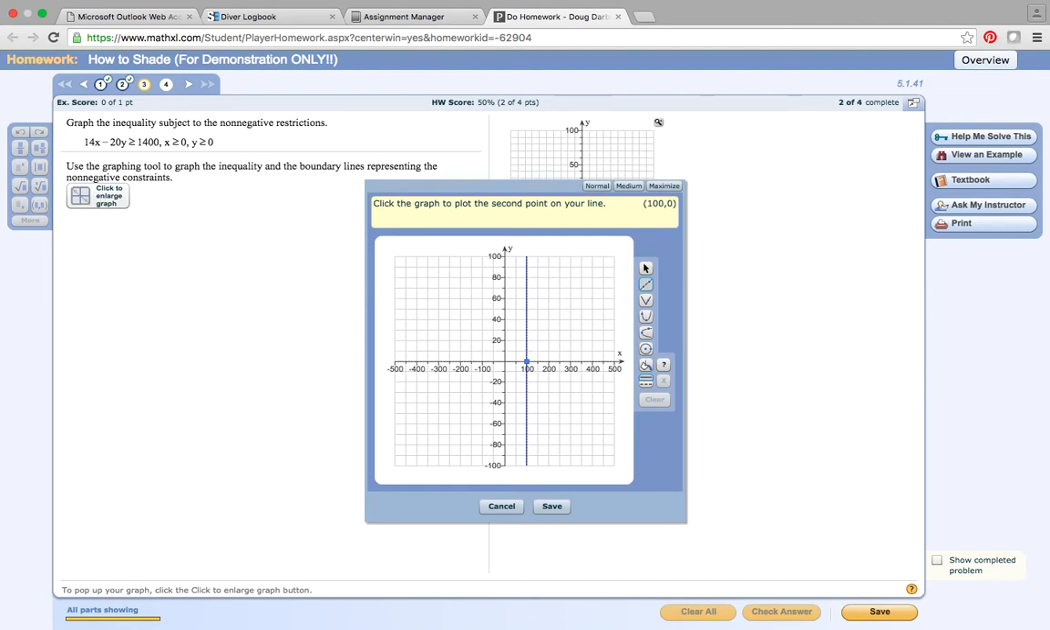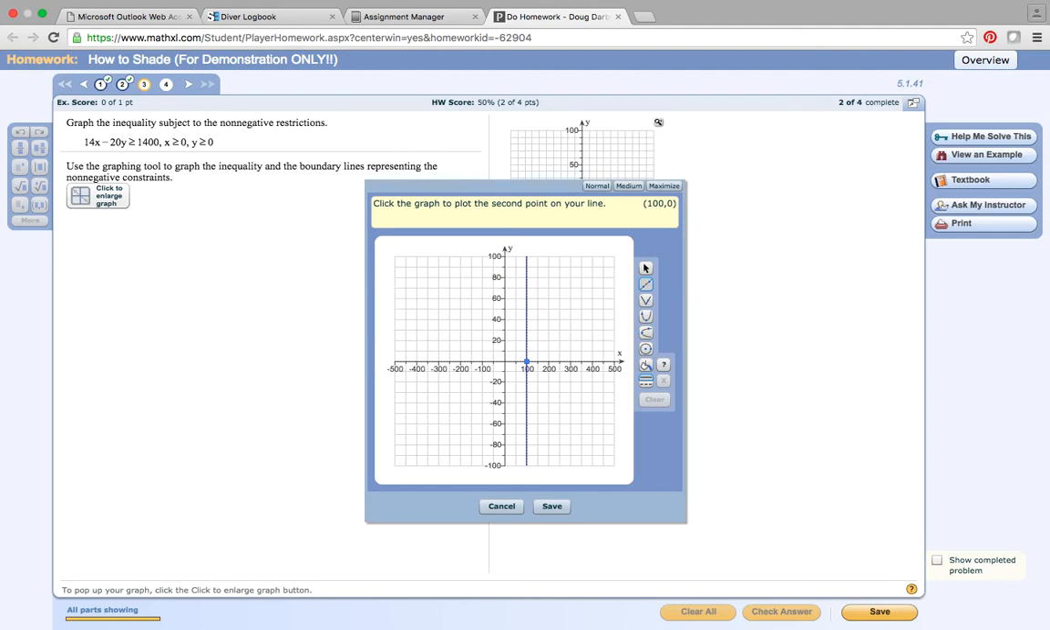the point 100, 0. Now I'm going to do the same thing for the y. Ignore the x because we're putting a 0 in for x. So I think of this as negative 200y equal 1400.